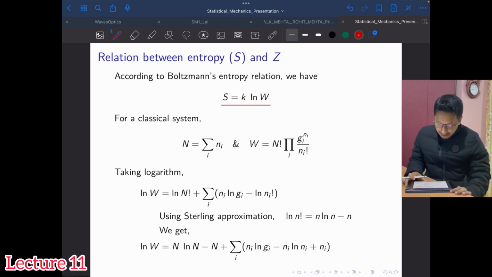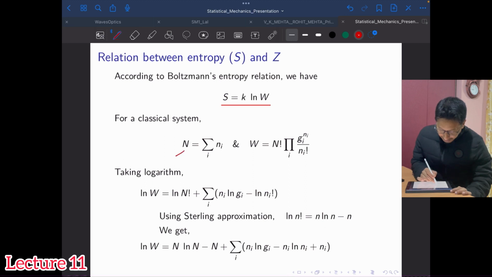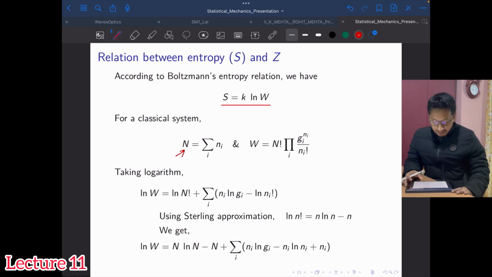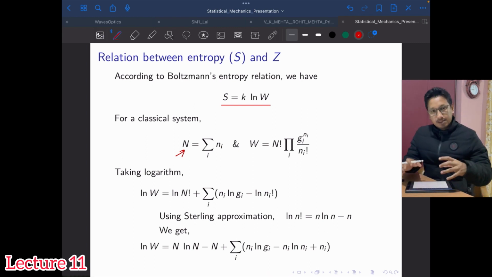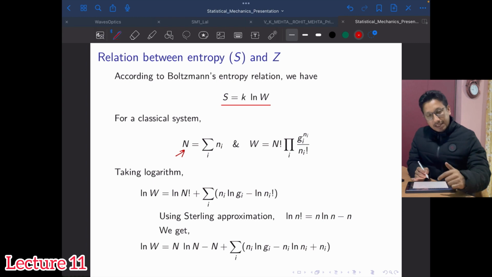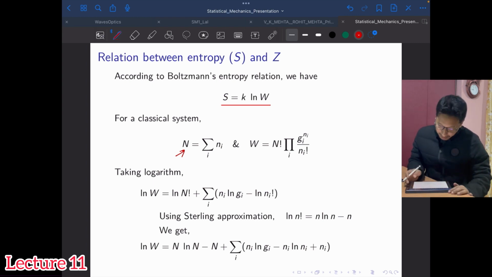Now for a classical system, this we are familiar with: the total number of particles in the system is, let's say, capital N, and there are many cells, or compartments, within that. All these concepts we are by now very familiar with. Ni is the number of particles or molecules in the ith cell, and W is the number of microstates corresponding to a given macrostate, or in short, the thermodynamic probability.